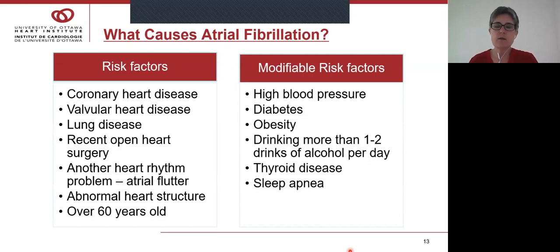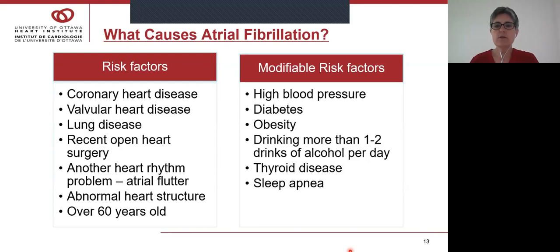There was a study done on people who drank more than 10 drinks a week, and when they were asked to abstain, they actually had a longer time to recurrence of atrial fibrillation and fewer episodes. So we say 1 drink a day for women and no more than 2 for men. And there's probably some indication that less is better for atrial fibrillation.